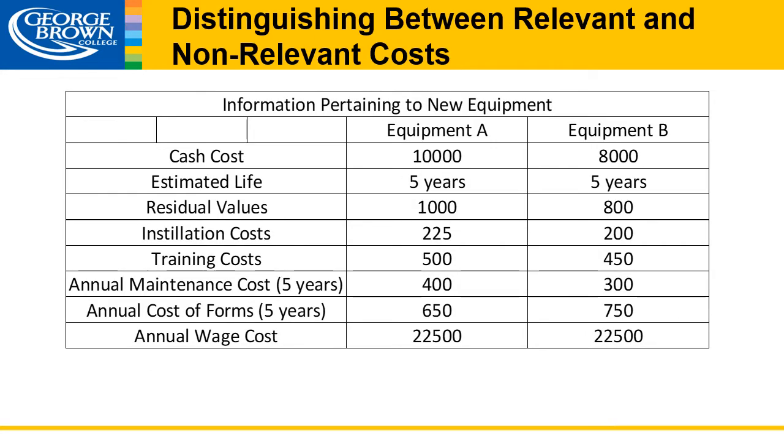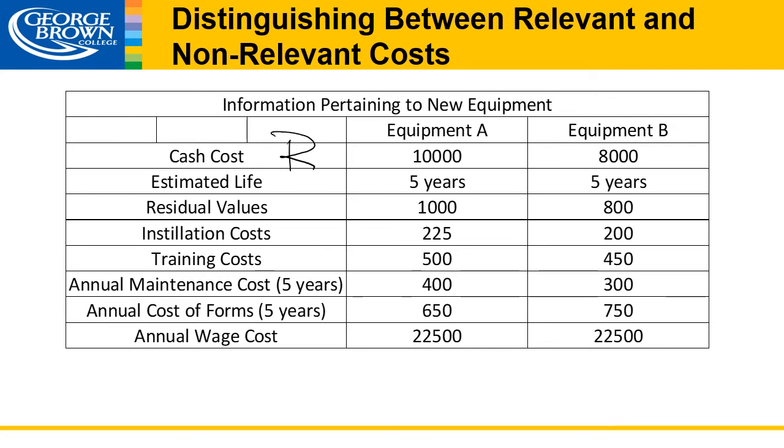So here's some information pertaining to two pieces of equipment. Okay, in this very quick exercise, in this particular slide, we're just going to distinguish between the relevant and non-relevant costs here. Okay, and again, if there's a difference between the two, it is relevant. If there's no difference, it's not relevant. Equipment A and equipment B, the cash cost or the initial cost, they're different, right? So the difference between 10 and 8 grand is 2. So this would be a relevant cost. I'm going to put R for relevant and NR for non-relevant.